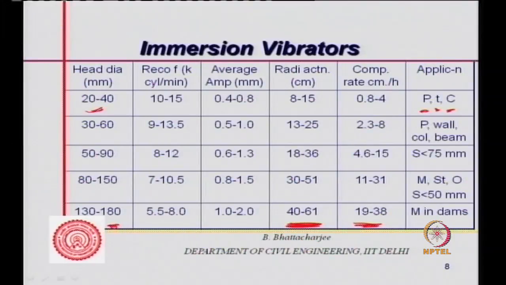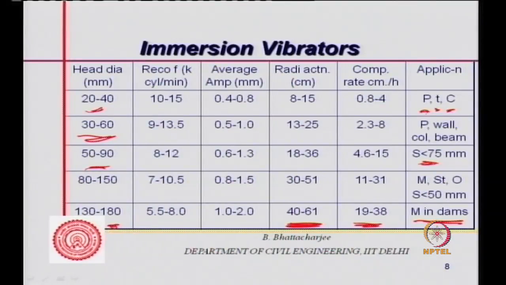So where you have large mass concrete, of course, you want to vibrate it, then you might use the massive section. You want to use this, for example, in dams. Mass, M stands for massive concrete. So mass concrete in dams you will be using. In between, if you see 30 to 60, very common is about 66 mm, somewhere around this. This is very common. Slump less than 75 mm is suitable for that kind of concrete, relatively stiff, not very stiff.